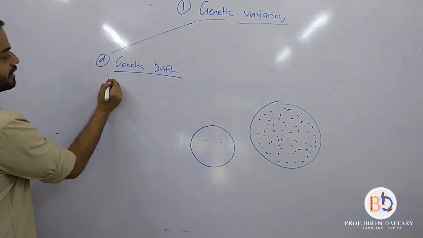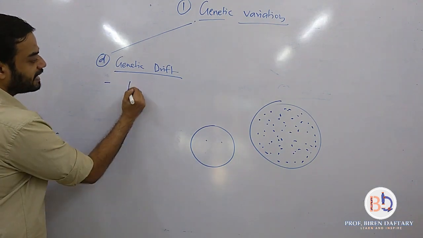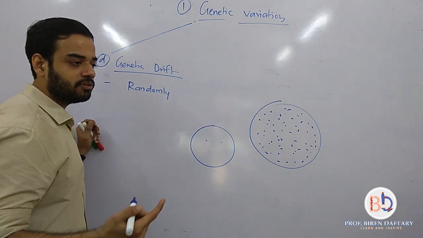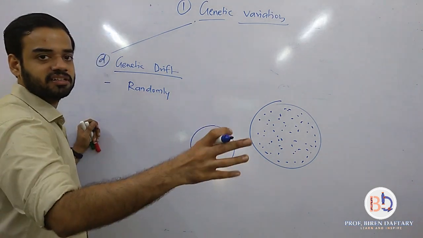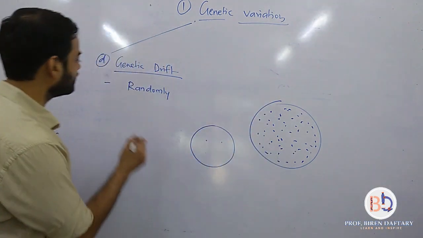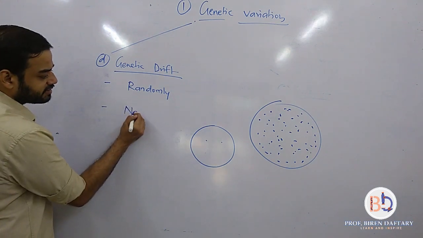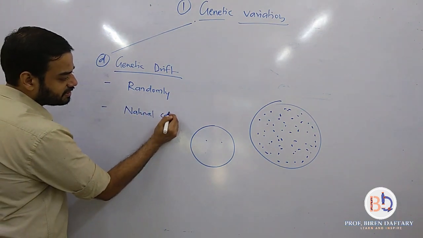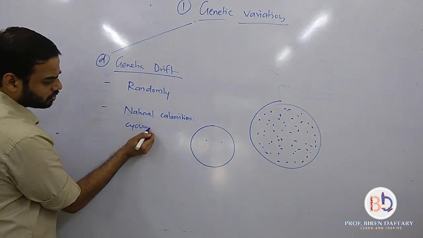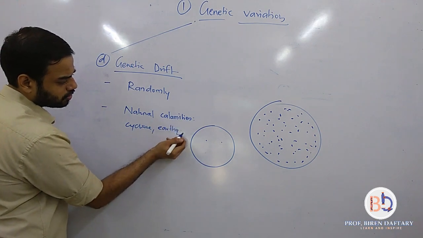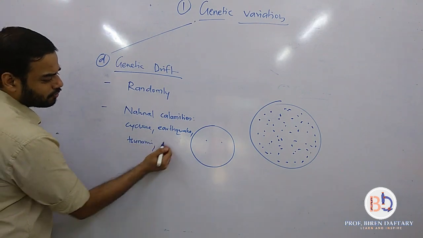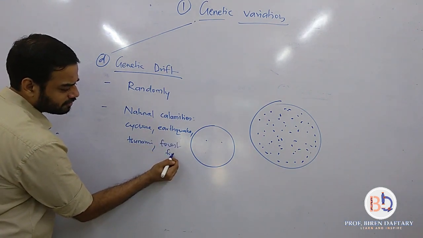So please remember this, genetic drift is caused randomly. Randomly means events which are not occurring continuously or cyclically or for a good reason. They are just happening suddenly, and because of that the gene pool and frequency changes. Examples of calamities are natural calamities. So natural calamities, you can give examples such as cyclone or earthquake or you can also write tsunami, or you can write forest fire, or you can even write death.